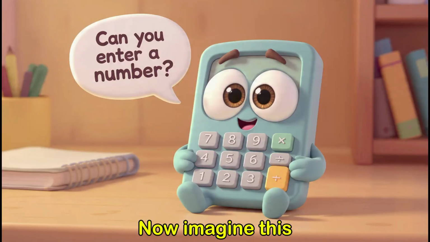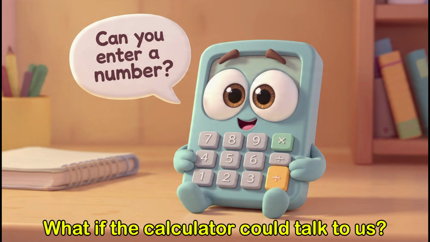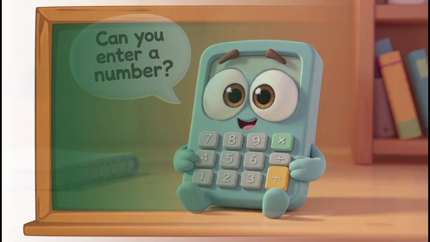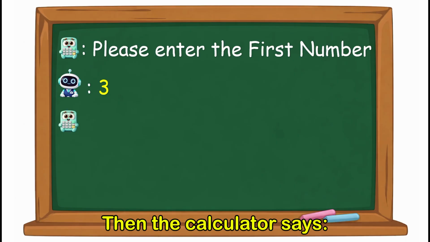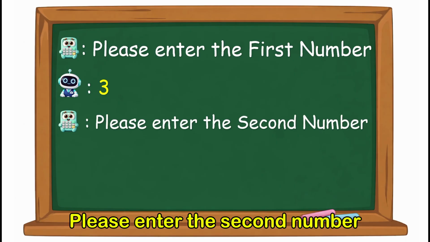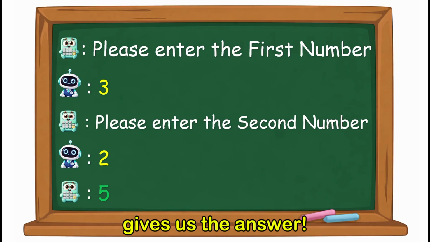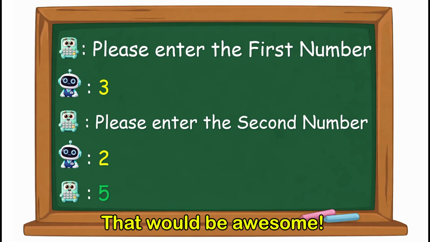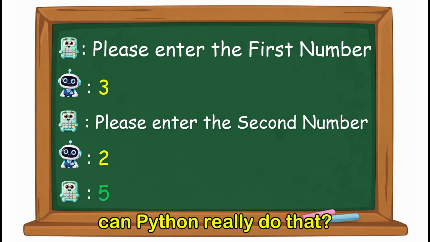Now imagine this. Let's say I want to add 2 numbers using Python. What if the calculator could talk to us, like this? The calculator says, please enter the first number. So we type 3. Then the calculator says, please enter the second number. So we type 2. And then boom, it adds them and gives us the answer. That would be awesome. But can Python really do that?